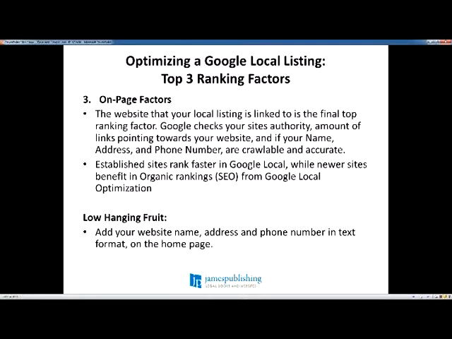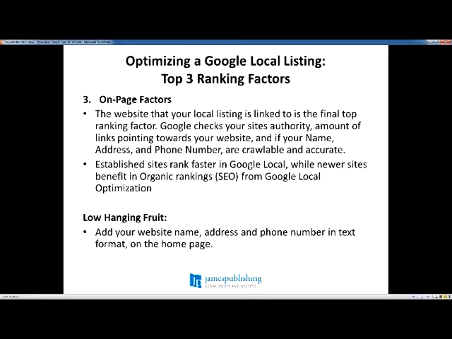All right, so established sites rank faster in Google Local, while newer sites benefit in organic rankings or SEO from Google Local optimization. If you're an established website and you can link that to your Google Local account, your rankings are just going to go up very quickly because you're a trusted source. Google already trusts you and is ranking you organically. It's almost like an add-on at that point. If you're a newer site, your organic rankings are actually going to improve. So it's also a great idea to link those two together.